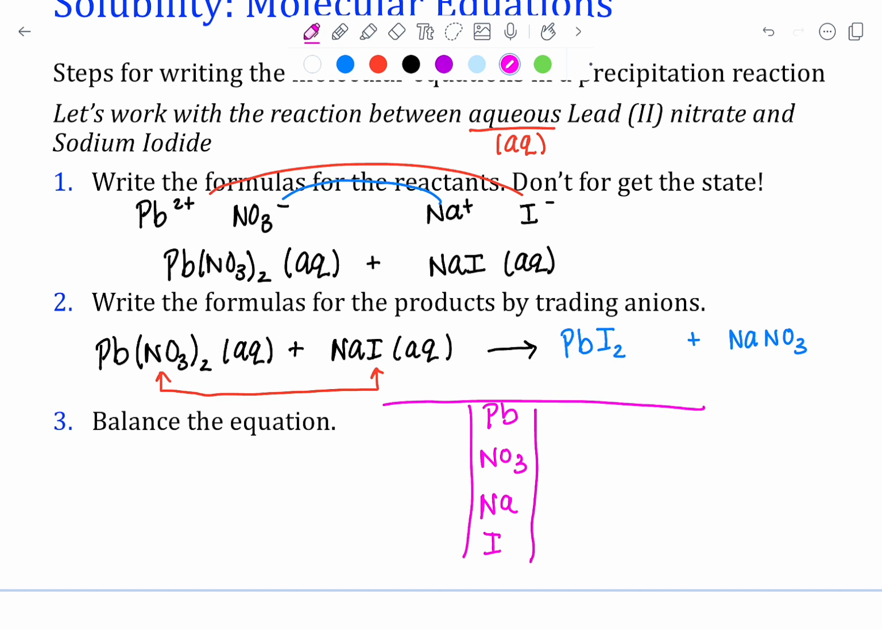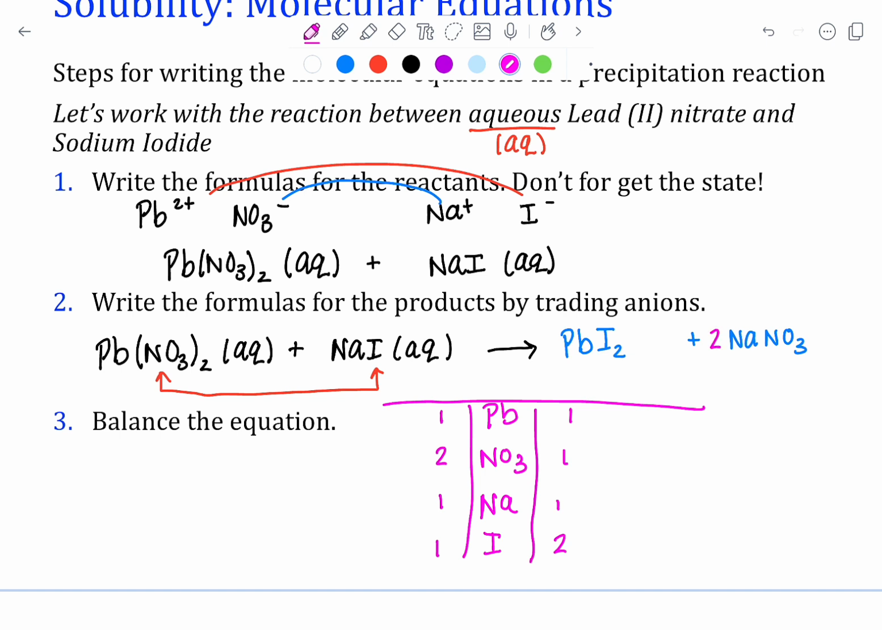So we have Pb 1, nitrate 2, sodium 1, iodine 1. Then on our product side, we have lead 1, 2 iodides, 1 sodium, and 1 nitrate. So we can start from either iodide or nitrate, it doesn't really matter.